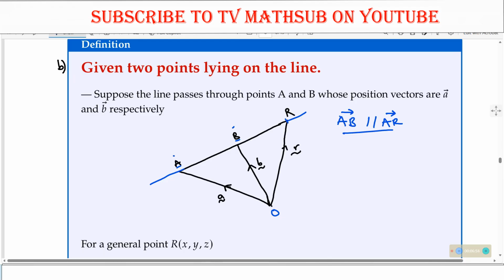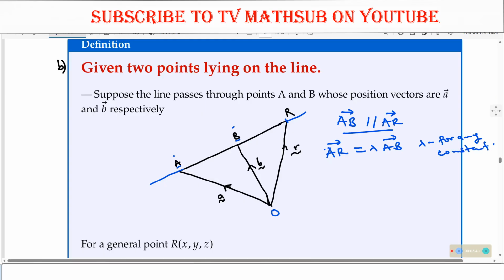Now, if vector AB is parallel to vector AR, what we did in our previous lessons, we talked about parallel vectors, where we said if these two vectors are parallel, then one vector can be expressed in terms of the other vector. So meaning that if AB is parallel to AR, I can have vector AR equal to lambda vector AB. That is what we can write, where lambda is a constant or a given parameter.